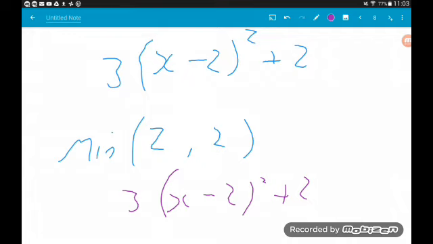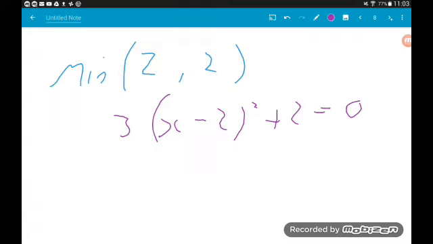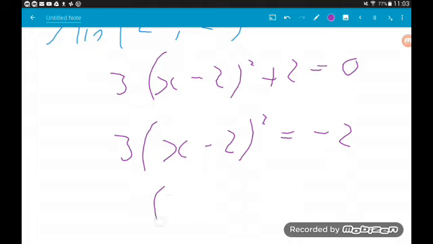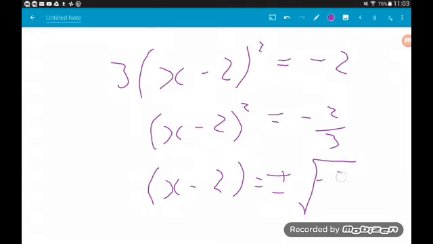Now, if we set this equal to 0 and try and solve it pretty quickly, we're going to run into a problem. Let's subtract 2. And we got 3 lots of x minus 2 squared equals minus 2. If we divide by 3, x minus 2 squared is equal to minus 2 over 3. No problems yet. If we square root, x minus 2 is equal to positive or negative square root of minus 2 thirds. That's our problem.